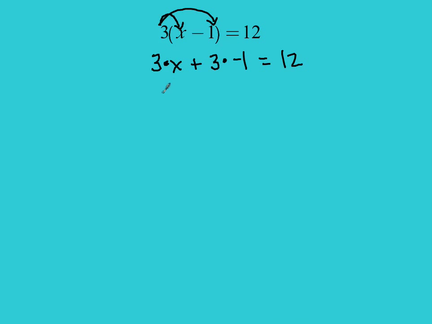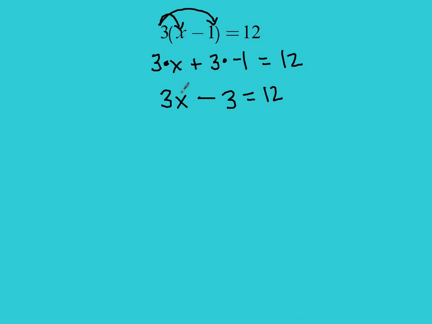So 3 times x, that would give us 3x. And we've got a positive 3 times a negative 1. That would be a negative. Remember, a positive times a negative is a negative. And 3 times 1 would give us 3. So we have 3x minus 3 equals 12.